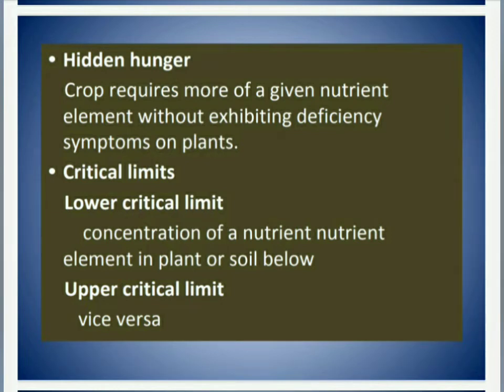The concentration of an element is above the deficiency level but still considerably below the required permit limit. Critical limit is of 2 types, lower critical limit and upper critical limit. Lower critical limit: the concentration of a nutrient element in plant or soil below which the plant cannot complete its life cycle. And upper critical limit: the concentration of a nutrient element in plant and soil above which the plant has toxicity. So that is called the upper critical limit.